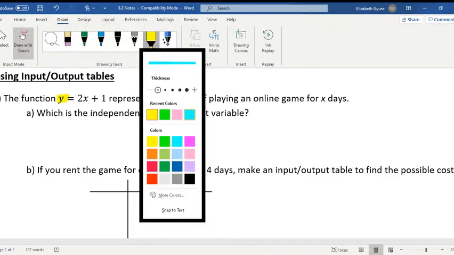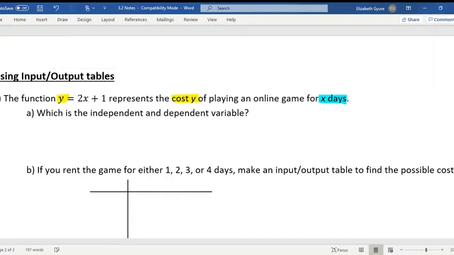And then it says x is the number of days. It wants us to decide which is the independent and the dependent variable. Now, in general, independent is always x, dependent is always y. But what if it used different letters or something, right? Then you can't really use that. So you got to think about what it also means.